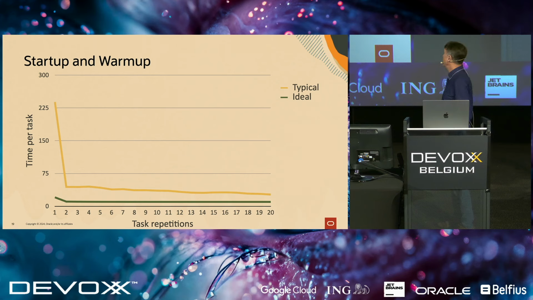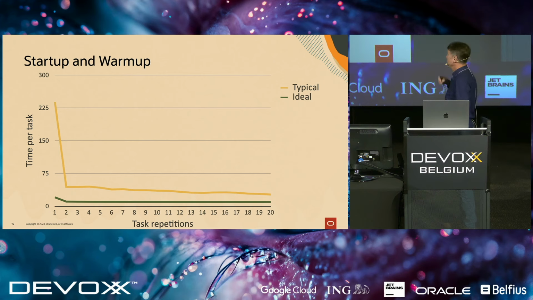But in other cases, there is not. So this is kind of a schematic illustration of an application. The yellow line indicates a somewhat typical application, and the green line is some kind of ideal behavior, this is the best we can ever do, just made up.